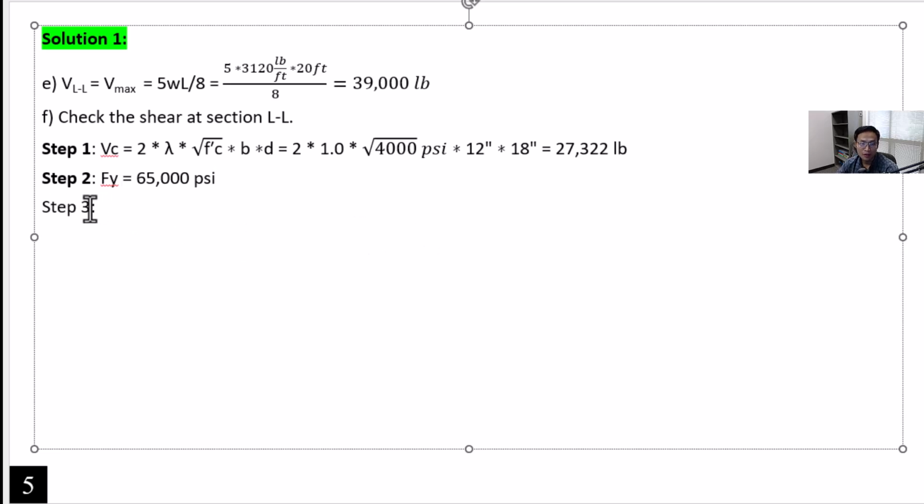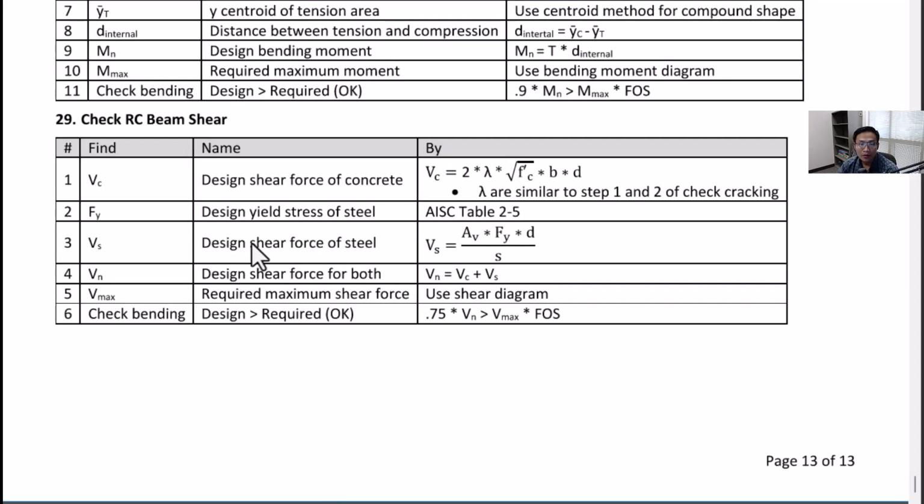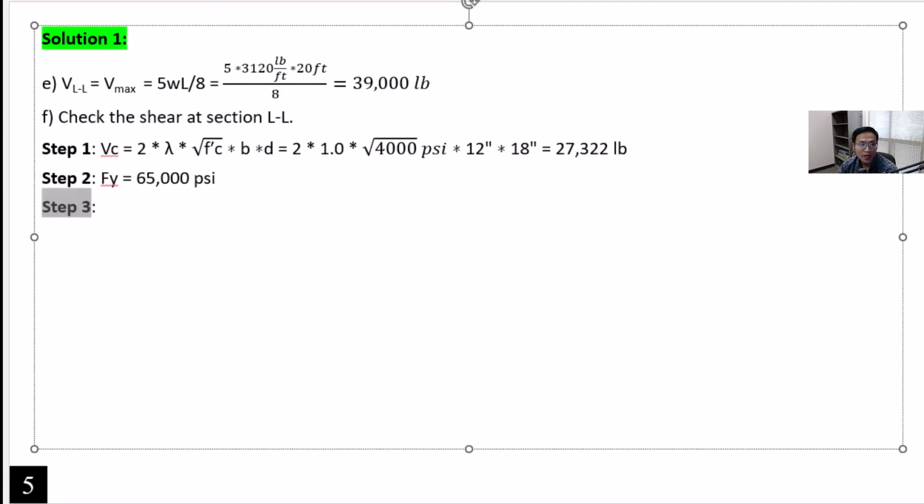Step 3, we have the design shear force of the steel that will equal to Vs equal to Av multiplied by fy multiplied by d divided by s. So let me put that into the formula here. Divide by s. All right. So we just plug in.